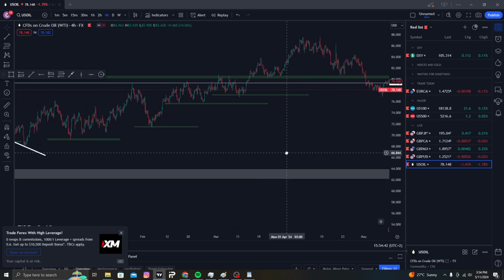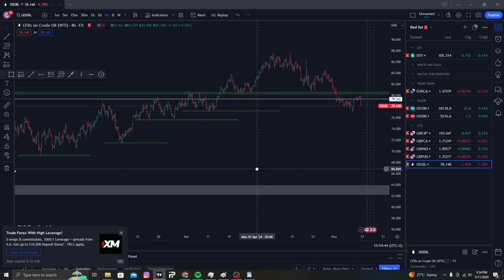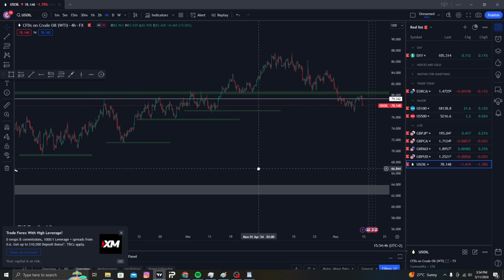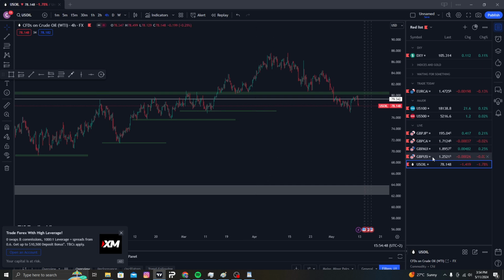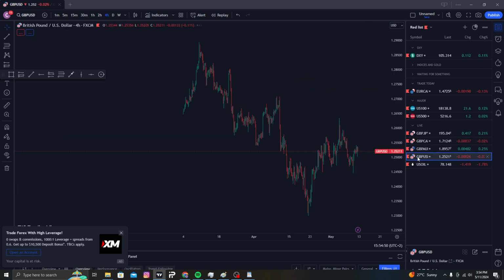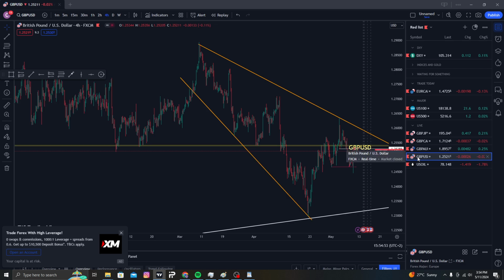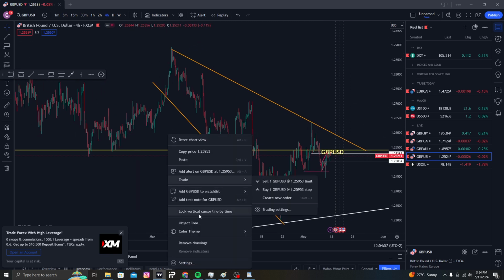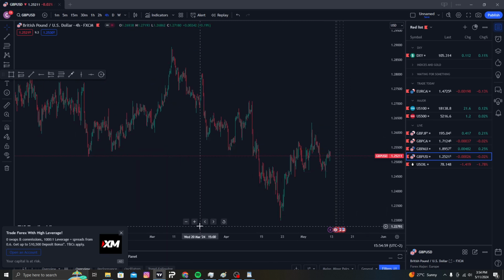You see how easy it was to analyze this pair, guys. Super easy. Let's go to another pair, because this is US oil. Let's go to GBP USD. I want to remove all these things that I have here, because it's going to confuse you. Trend lines are for tomorrow. I'm going to teach you how to use trend lines tomorrow.